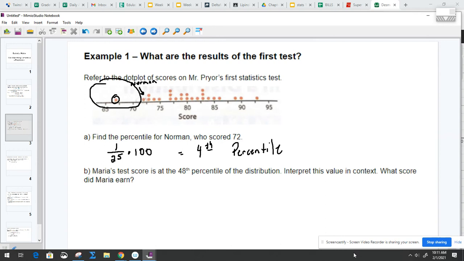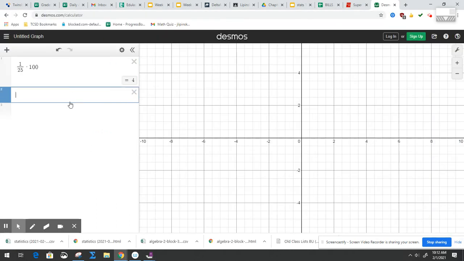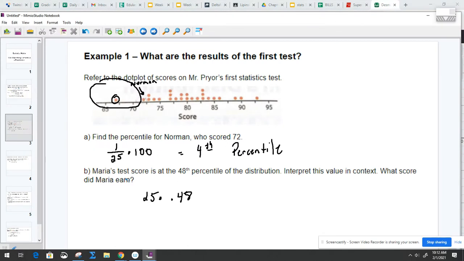The 48th percentile. And what we do with that is we had 25 total students in the class, and Maria scored better than 48% of them. So we would take 25 and multiply that by 0.48. Just going back up to my Desmos calculator, 25 times 0.48, because that is the 48th percentile, and that is equal to 12, a nice round number here. So this is equal to 12. Again, where did I get 25 from? That was the total number of tests, and the 48th percentile means she scored better than 48%.